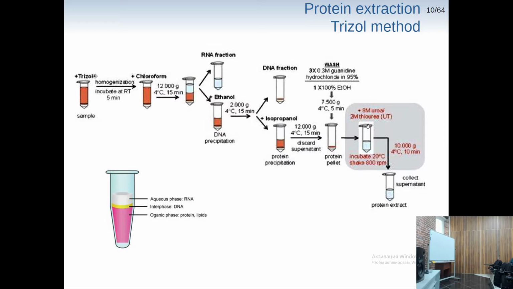You have to use thiourea and urea. Those agents work as chaotropic agents. They break hydrogen bonds, and it will allow you to solubilize your proteins. They will be in solution, and after collecting the supernatant, everything that is soluble is actually most of your proteins. So as you can see, this method is quite nice because it allows you to get all the biomolecules we need for analysis. But of course, it works with everything but mustard.